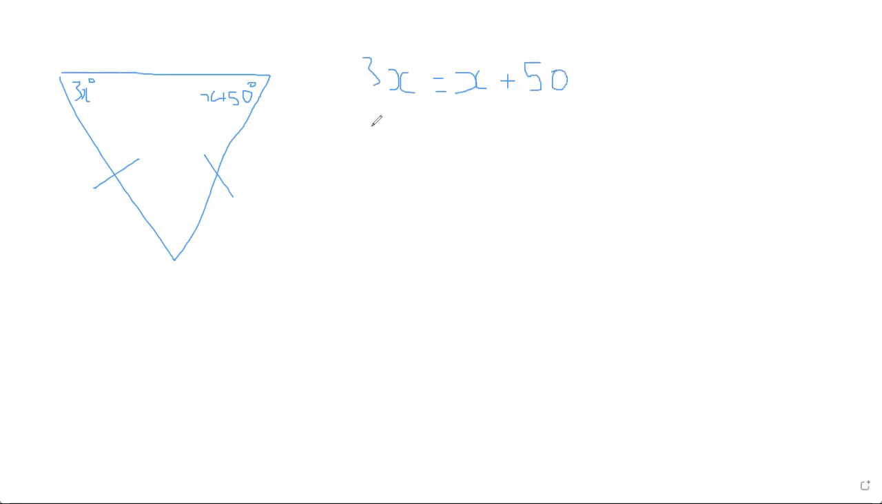All right, so what I'm going to do is combine all my like terms. So 3x minus x, bring that across, is 50. That means 2x is 50, which makes x 25. All right, now if I have to find the angle size, I can easily do that. 3x, well, that gives me 75. And 25 plus 50, also 75. Brilliant, it works. That's another way you can check your working out.